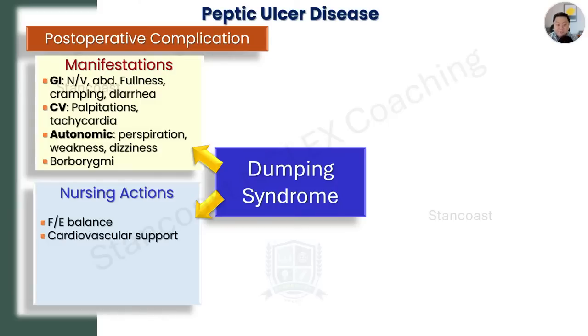We also need to check their vital signs, especially heart rate and blood pressure, in order to assess for tachycardia and hypotension. And also we need to prescribe antispasmodic medications to slow down the gastric emptying and also to prevent cramping. And we need to monitor the patient for any signs of nutritional deficiencies, especially vitamin B12, and we're going to have to manage them accordingly.